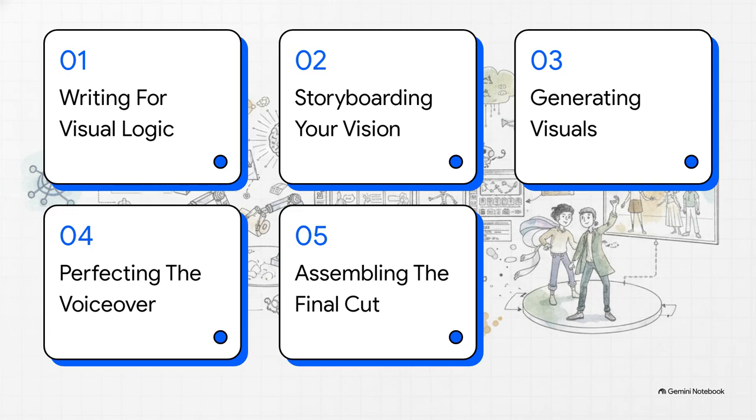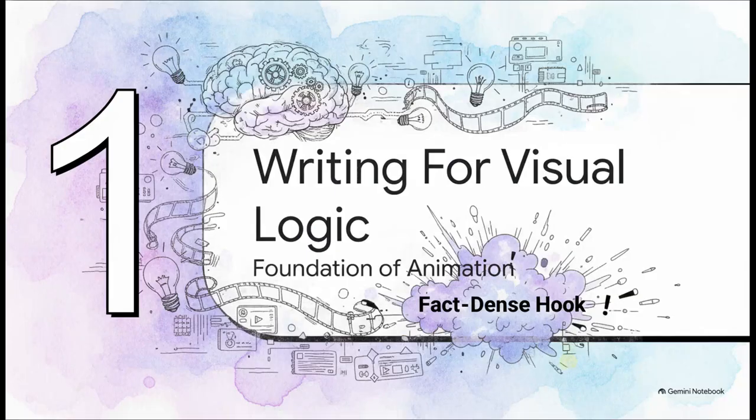Okay, here's our roadmap for today. We're going to hit 5 key stages: writing for visual logic, storyboarding your vision, generating visuals with AI, perfecting that voiceover, and finally, assembling the final cut. All right, let's jump straight into section 1, writing for visual logic, the foundation of your animation.